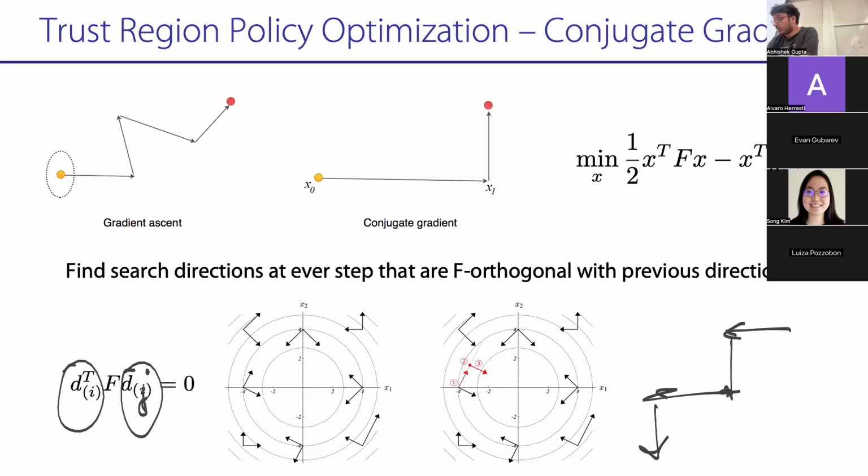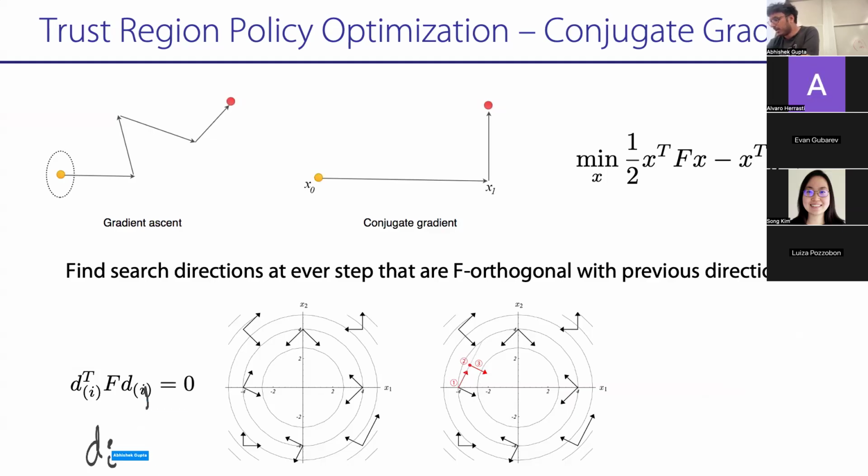And what conjugate gradient does instead is it says we're going to choose descent directions di and di plus 1 so that they're F orthogonal, which means that they're orthogonal when projected on the geometry of F. So if you think of F as something that warps the geometry to be a little curvy, you want them to be F orthogonal, which means that the dot product on the F norm is 0.